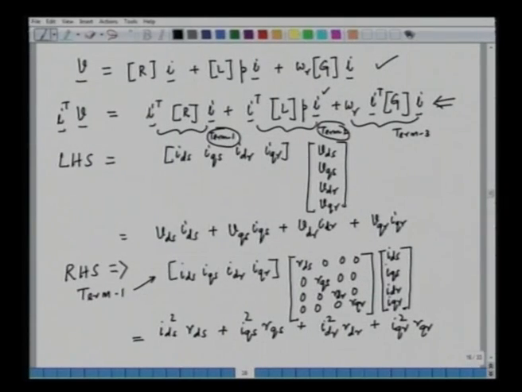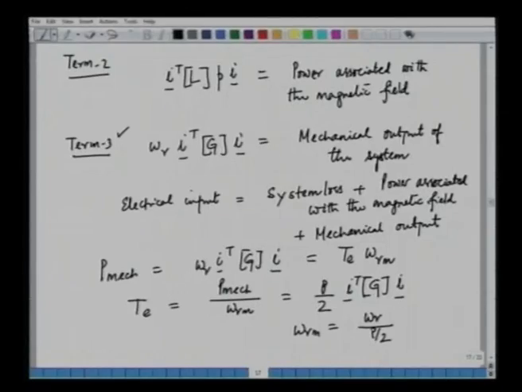And term 2 represents the power associated with the magnetic field, or the power stored in the magnetic field. And the third term, term 3, which is omega_r i transpose G i, is the mechanical power output. This is what we discussed in the last lecture.